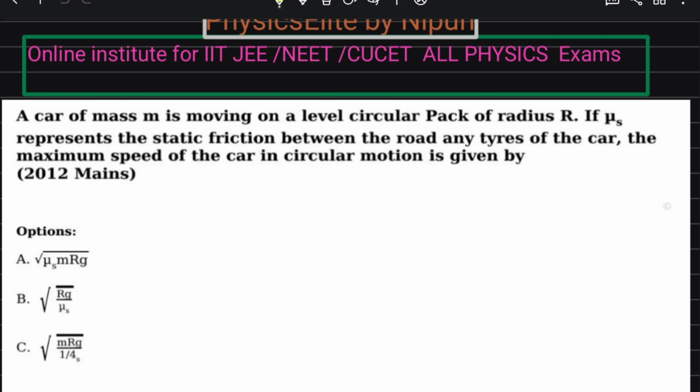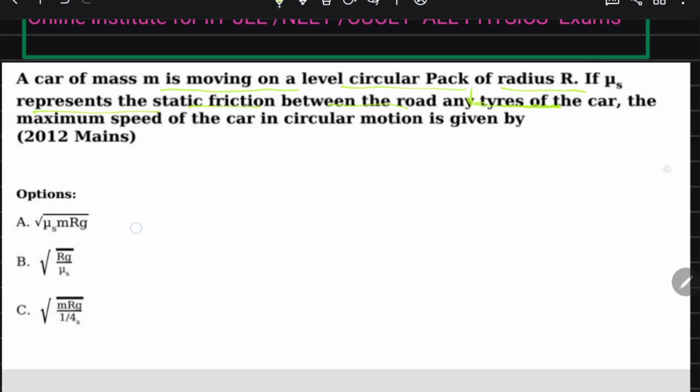So this question is from 2012. A car of mass m is moving on a level circular path of radius r. If mu s represents the static friction between the road and the tires of the car, the maximum speed of the car in circular motion is.